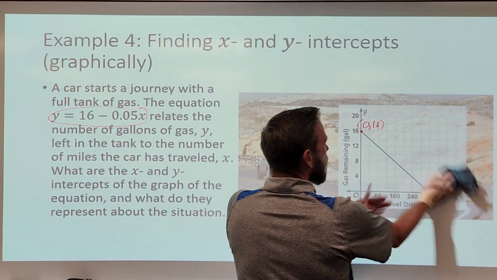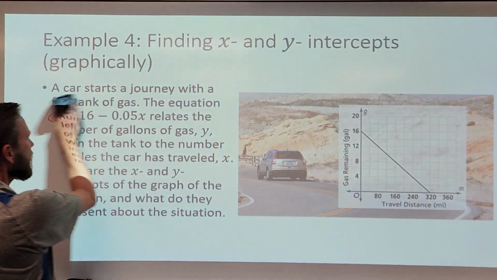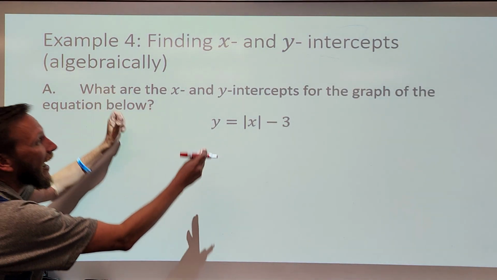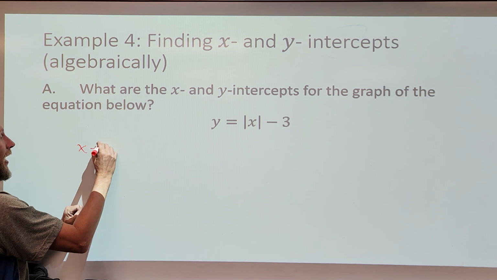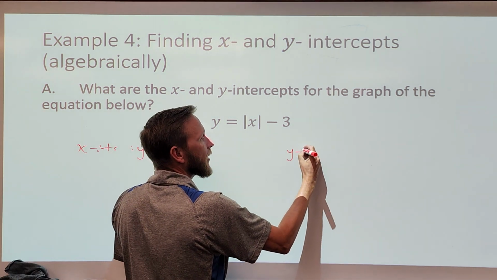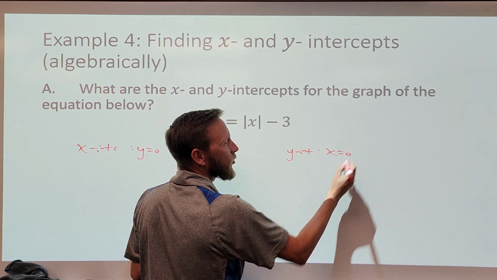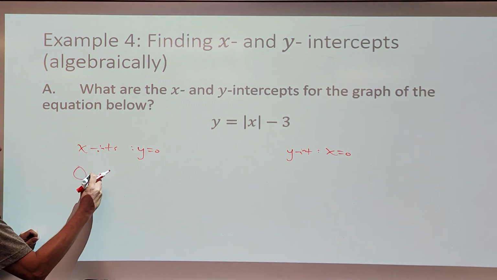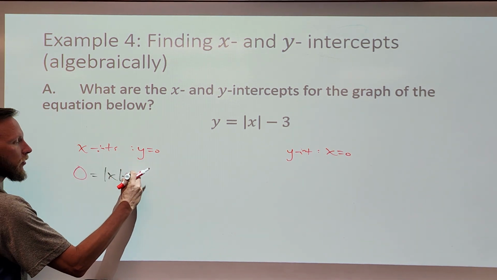All right, so we'll deal with more of that in the coming days, but first I wanted you to just think about intercepts. We find the x-intercepts by saying y equals 0. We'll find the y-intercepts by saying x equals 0, right? Just like our definition stated. So this is really important because we want to be able to say that 0 equals the absolute value of x minus 3.